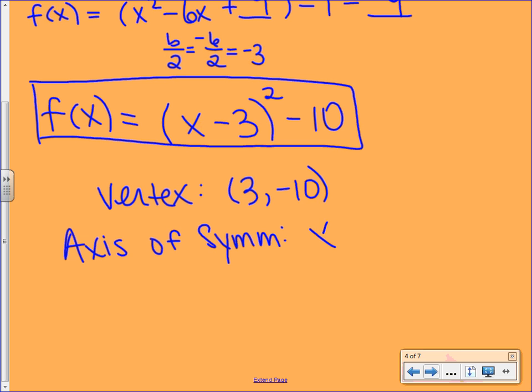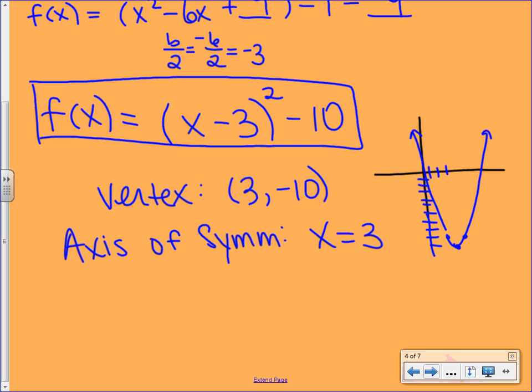X equals 3. All right, because if we were to graph this, our vertex is shifted right 3 and down 10, right? Our axis of symmetry cuts through the vertex. Since our vertex is at 3, -10, our axis of symmetry is x equals 3. It's that vertical line. Okay.